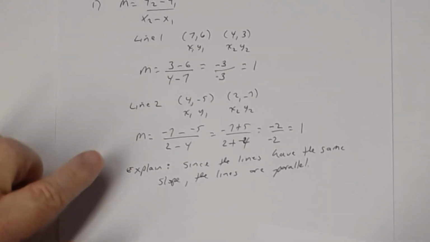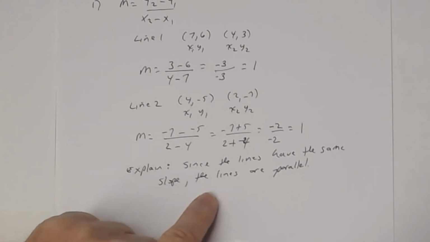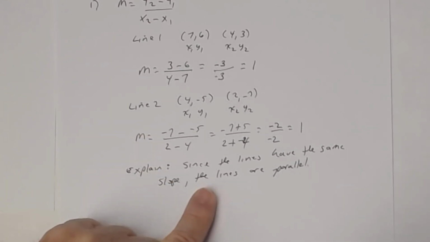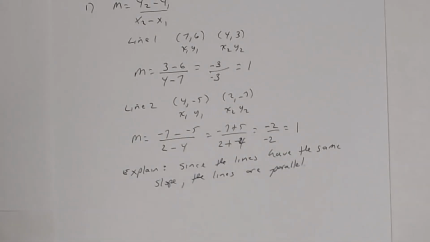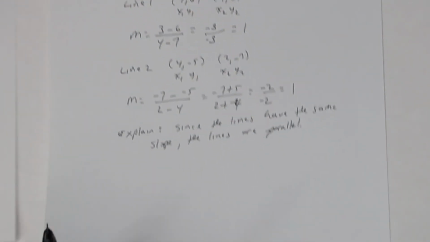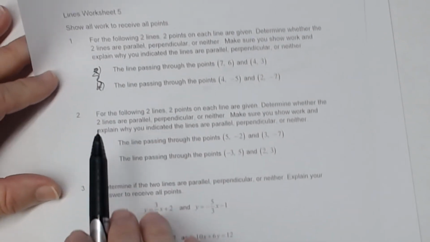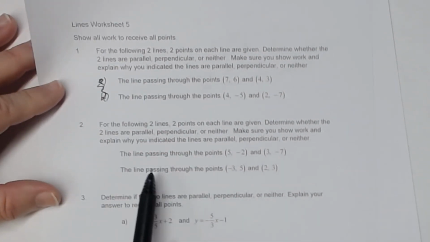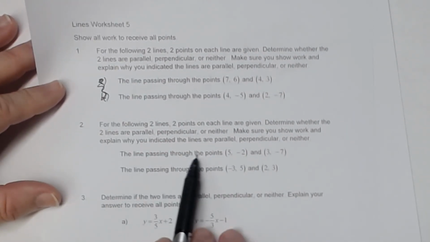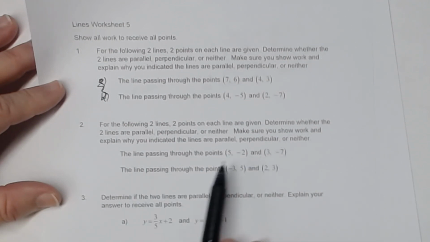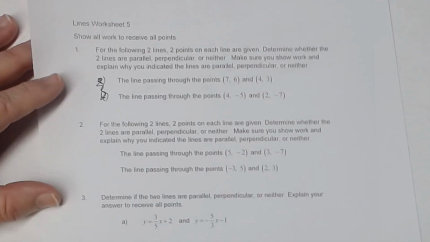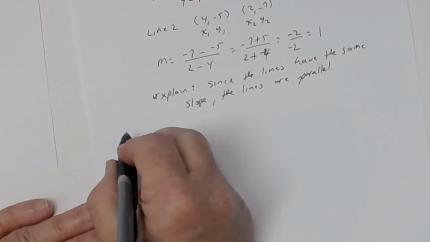You have to show the work, so find the slopes, and then give me an explanation. Okay, so number 2. Same directions as number 1. This time, line 1 has these 2 points, and line 2 has these 2 points. So let's do number 2 now.